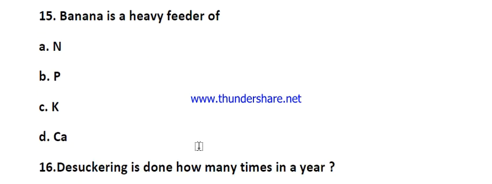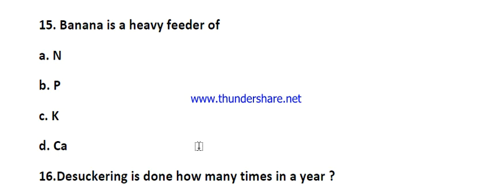Then question number 15. Banana is a heavy feeder of? Then options are nitrogen, phosphorus, potassium and calcium. Here the right answer is potassium. Banana is also a moisture loving plant. But if the question asks about a micronutrient loving plant, then the answer will be citrus. Remember this question is also asked many times.